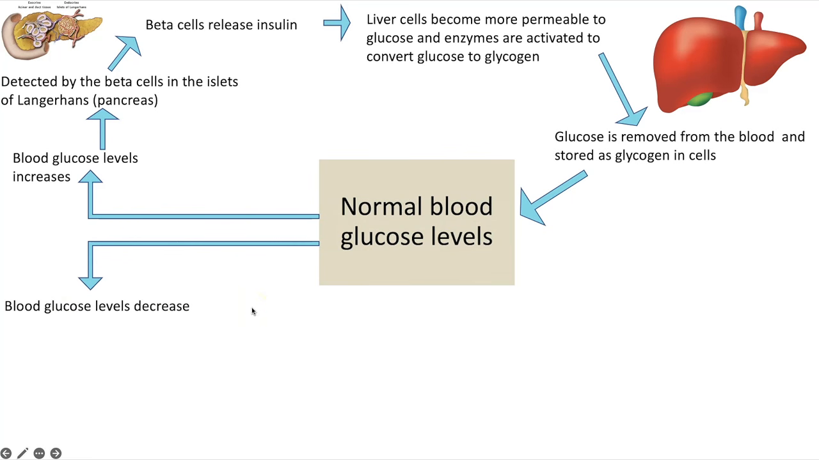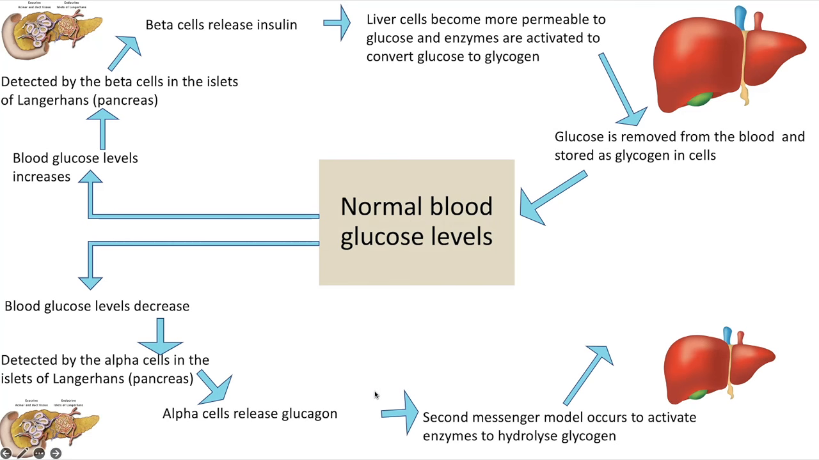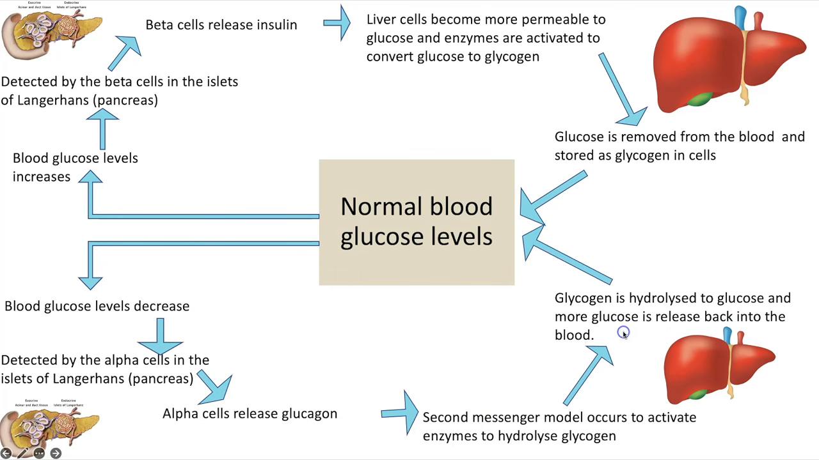So maybe you've done a lot of exercise or you haven't eaten anything containing carbohydrates for quite a period of time. That decrease will be detected by the alpha cells in the islets of Langerhans and the pancreas. The alpha cells will then release the hormone glucagon. And glucagon, we're going to look at how that results in the glycogen being hydrolyzed back into glucose, being released into the blood through the second messenger model. But ultimately, that is what happens. And therefore, glucose returns to the blood and it increases your blood glucose levels.